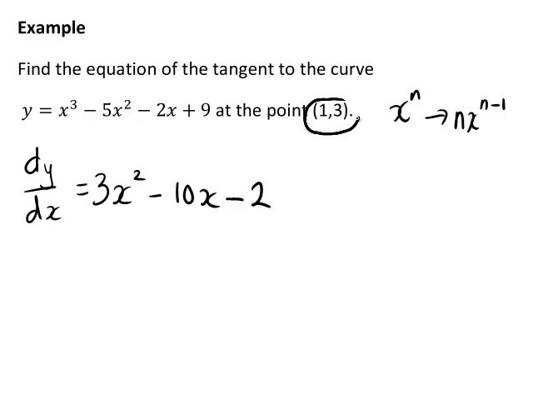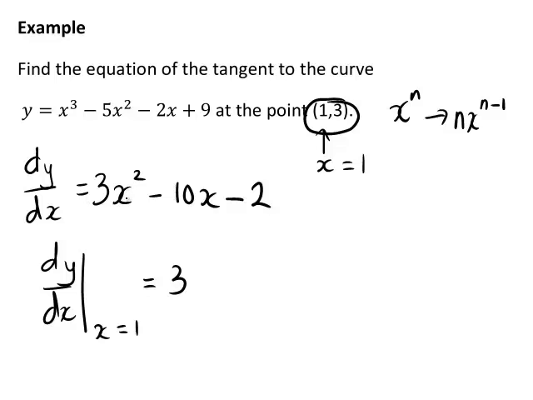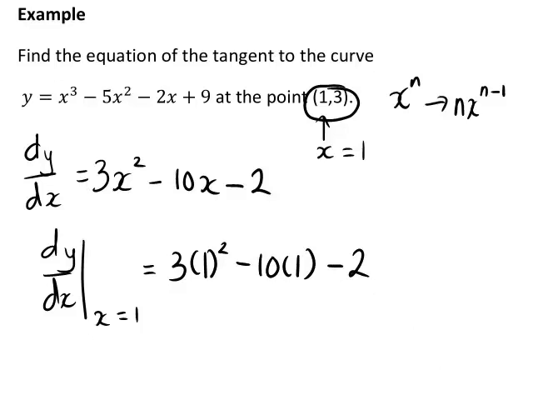But we want to find its value at the point we're considering. So at the point 1, 3, we have x equals 1. So substituting that into our equation becomes dy dx at x equals 1. So that will be 3 times 1 squared minus 10 times 1 minus 2. And calculating that gives 3 minus 10 minus 2. So the value of the derivative at that point is minus 9. And what that's saying is that the gradient of the tangent to the curve at that point, sometimes written m for gradient, subscript t for tangent, the gradient of the tangent is minus 9.